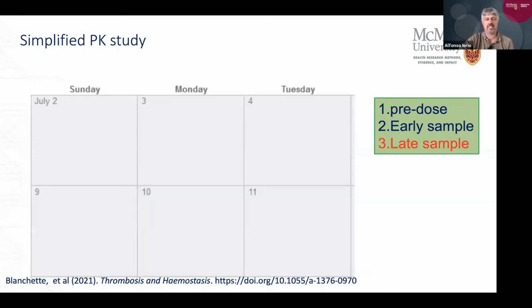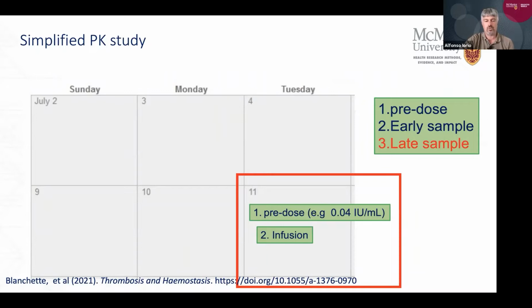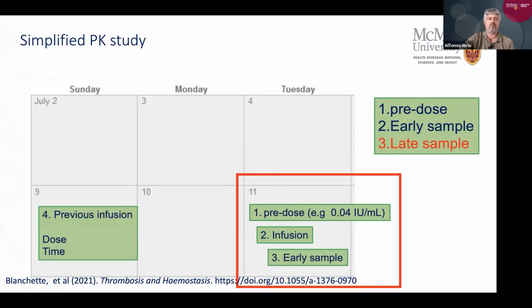If you want to see it on the agenda, the patient comes in on the 11th, and we do the pre-dose, the infusion, and a 3-hour sample, and then we ask him when he infused 2 days before. We get the dose and the time, and that enables us to use the pre-dose as a late sample, which is all we need for a pretty good 80% precise estimate of the half-life.